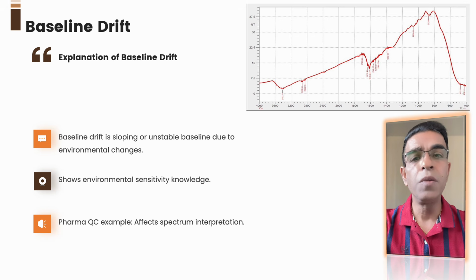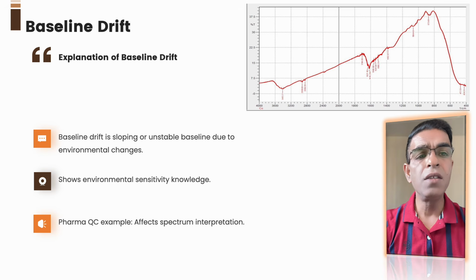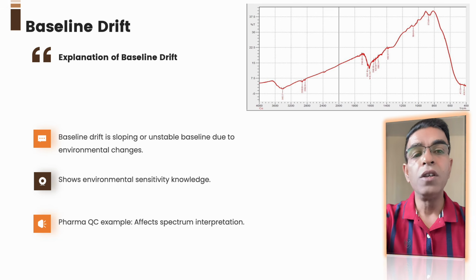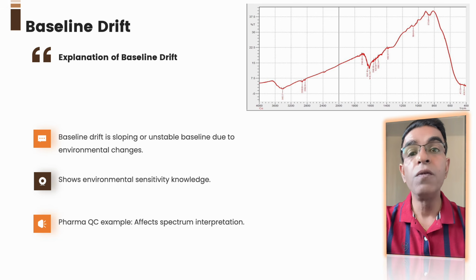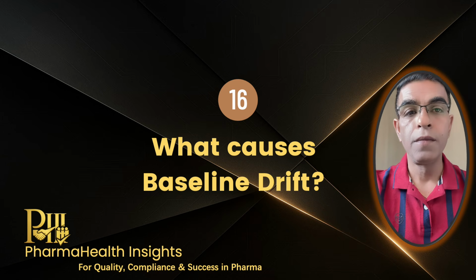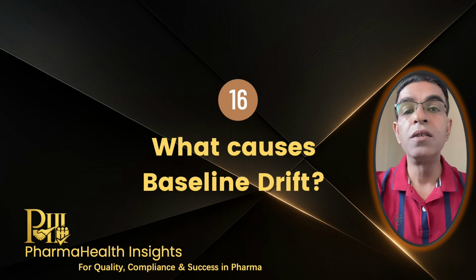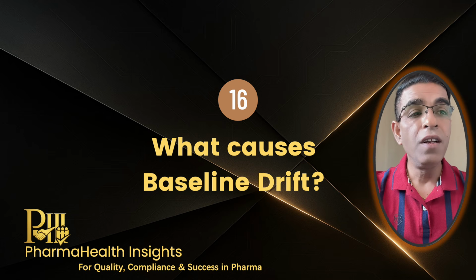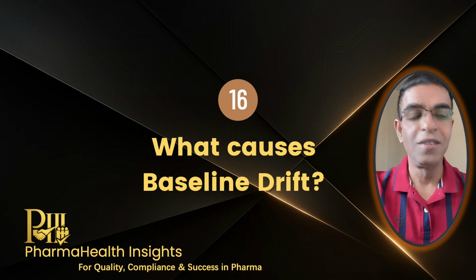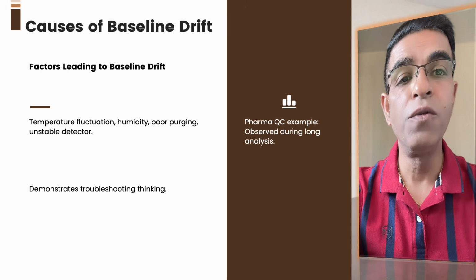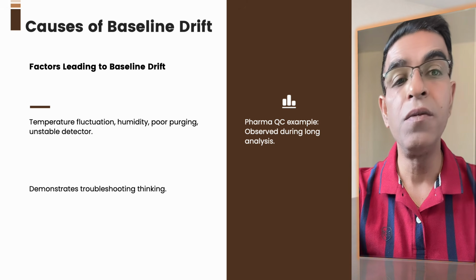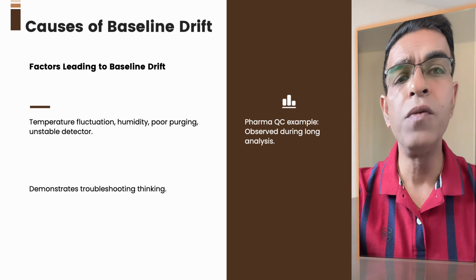This usually happens because of environmental changes like temperature variation, humidity fluctuation, or sometimes if the instrument has not been given sufficient warm-up time. This answer works nicely because it shows that you understand real practical issues faced during FTIR analysis, not just the theoretical concepts. The maturity with which you answered the previous questions will definitely test you further. At this stage, friends, be ready for a follow-up question. What causes baseline drift in FTIR? And you can answer confidently like this.